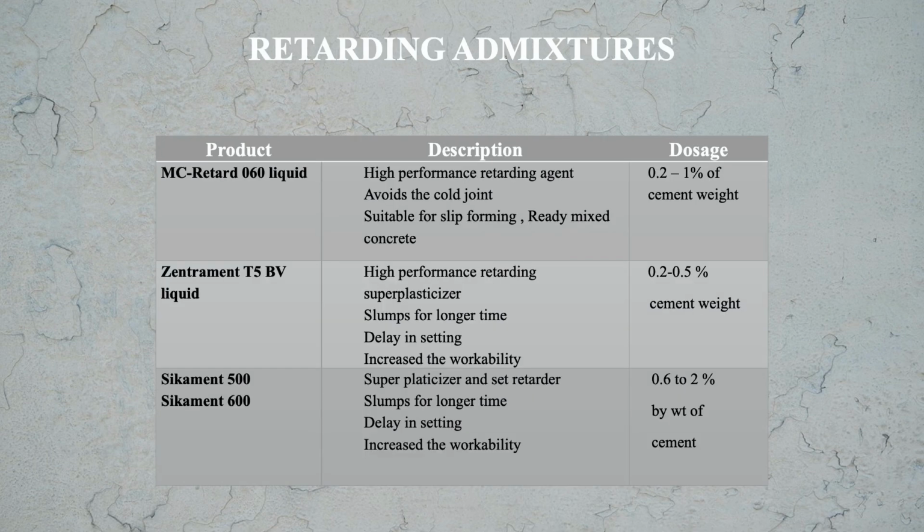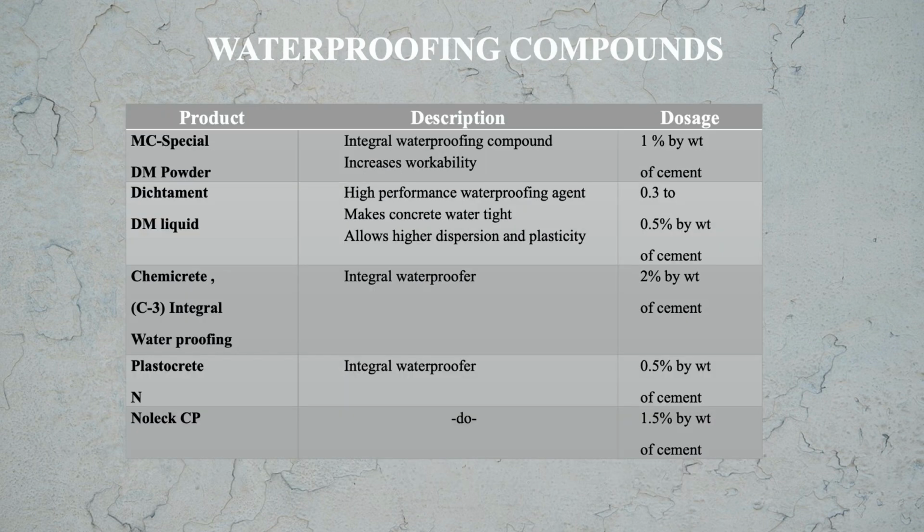Let us see some of the products which are used as retarding admixtures. One product is available as MC Retard 60 liquid, and its dosage is generally 0.2 to 1% of cement weight. Another one is Gentrament T5 BV liquid. Its dosage is 0.2 to 0.5% by weight of cement. Another one is Cement 500 and also Cement 600, and their dosage is 0.6 to 2% by weight of cement.